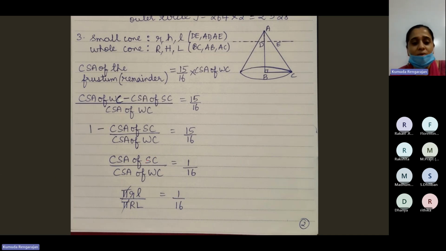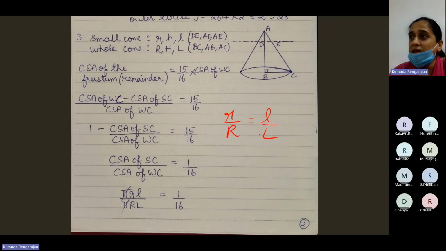So now we have CSA of small cone by whole cone is equal to 1 by 16. Now let's use the formula. CSA of a cone is pi RL. For the small cone, use small r small l. For the big cone, capital R capital L. This is equal to 1 by 16. So now pi gets cancelled in the numerator and the denominator, and we have r by R into l by L is equal to 1 by 16.